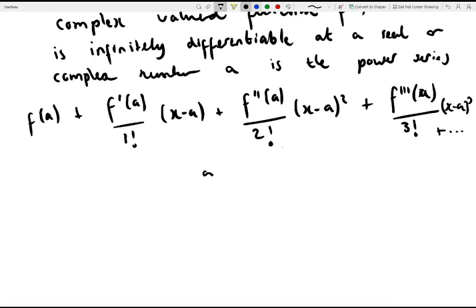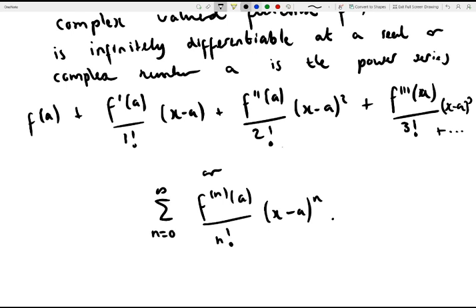Or alternatively, this can be written as a summation, n starting at 0 all the way to infinity of the nth derivative of f evaluated at A divided by n factorial multiplied by x minus A to the power of n.